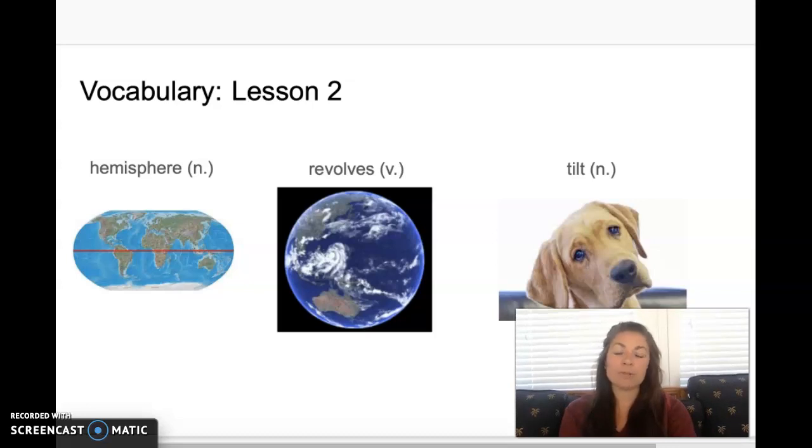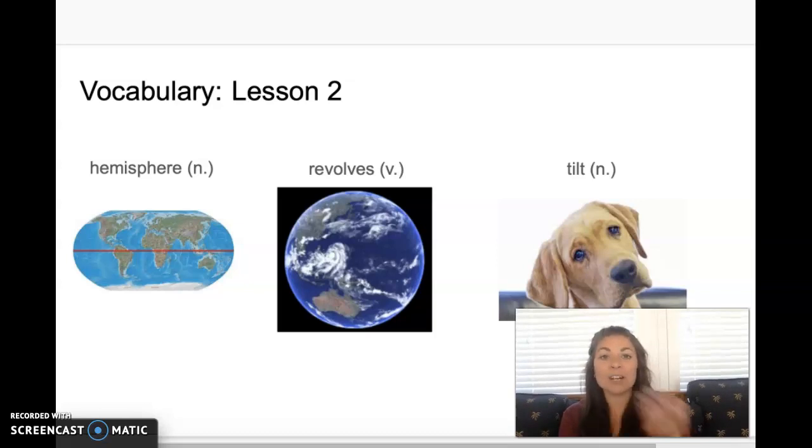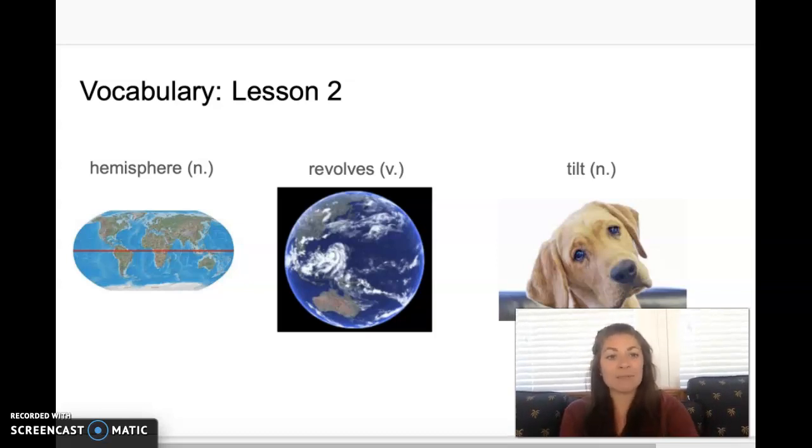Our first vocabulary word for today's story is the word hemisphere. Repeat after me. Hemisphere. Hemisphere means half of Earth as divided north and south by the equator, or east and west by the prime meridian.